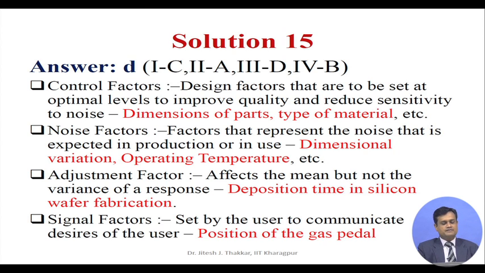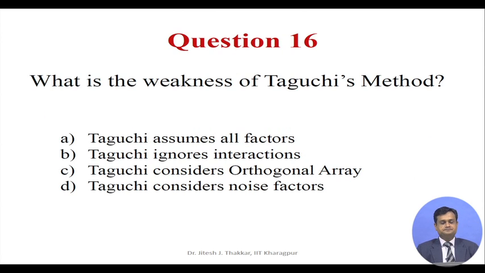You can spend at least a couple of seconds and see that control factors are the dimensions of the parts or type of the material, and design factors that are to be set at the optimal level. Noise factors may be dimensional variation, operating temperature, humidity, and other factors. Adjustment factors affect the mean but not the variance of the response, like deposition time in silicon wafer fabrication. There could be a signal factor, set by the user to communicate the desire of the user, such as the position of the gas pedal.